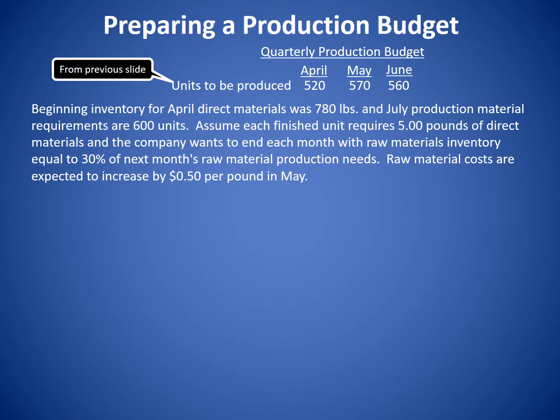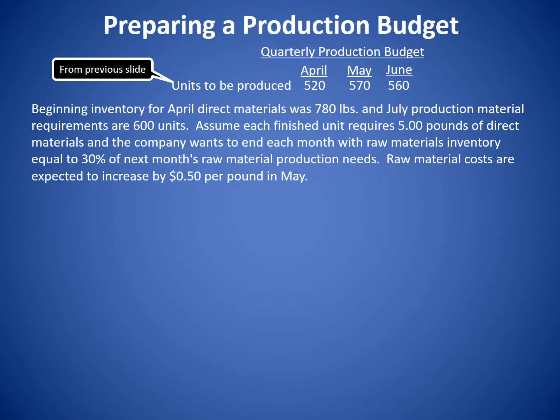We also need to know some information about, in this case, acquiring direct materials to build a unit. So we need to know about our management requirements for direct materials. We know the beginning inventory for April direct materials was 780 pounds. So that's the amount of inventory we're starting out with. We also know that our July production material requirements are 600 units. That's outside of the quarter, but we'll need that for part of our computation.